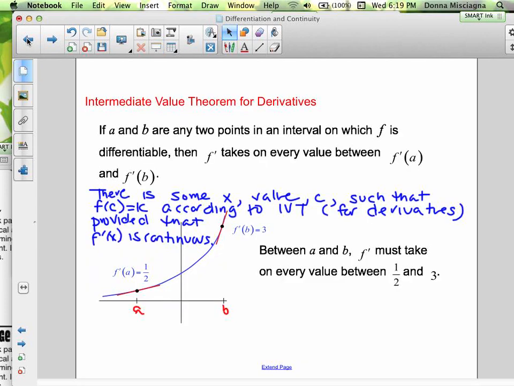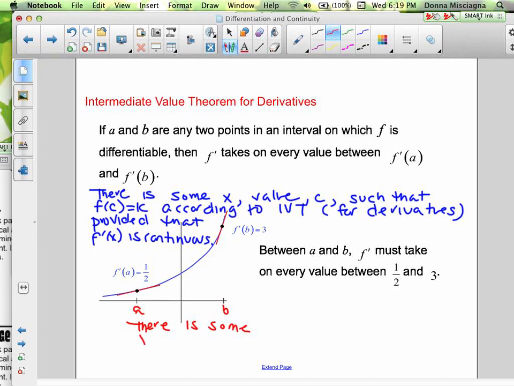And this is where I'm going to take a pause. I'm just noticing that some things I had erased on my slide are in your notes, so I'm just going to add them very quickly. I kind of have it up there, but I'll put this down here in these notes as well. There is some x value between A and B, for every y value between f of a and f of b.